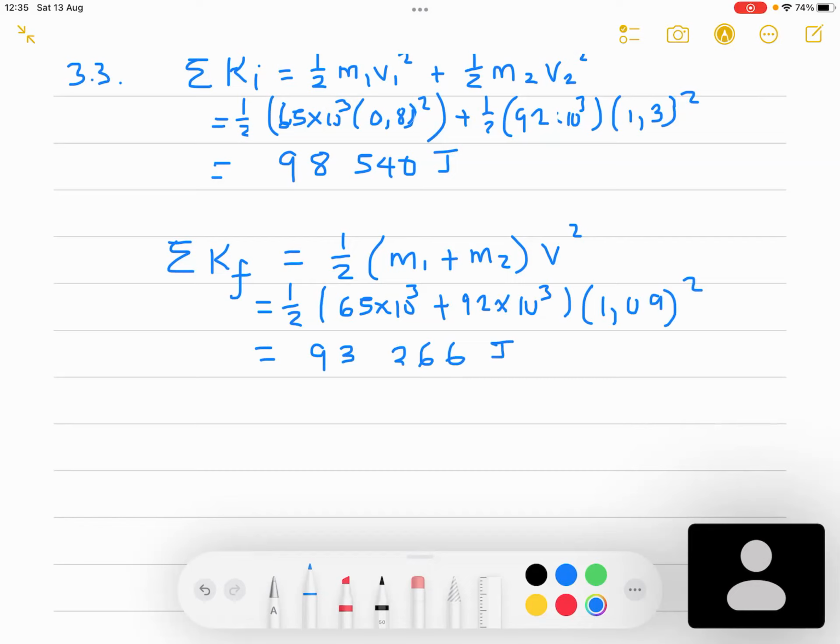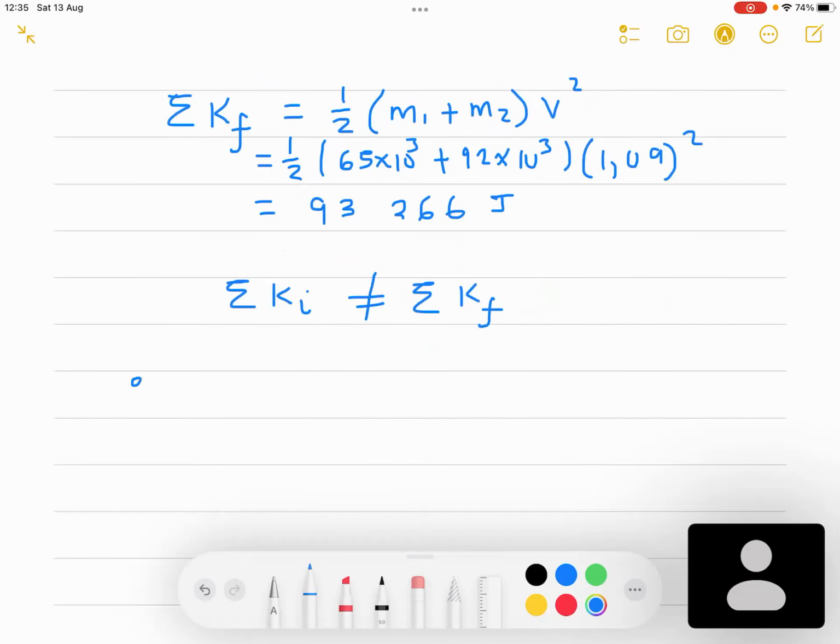Okay, so we've calculated the initial kinetic energy and the final kinetic energy, and you can see that the initial kinetic energy is not equal to the final kinetic energy. So therefore, this collision is inelastic. Okay, so that is how you answer that question.